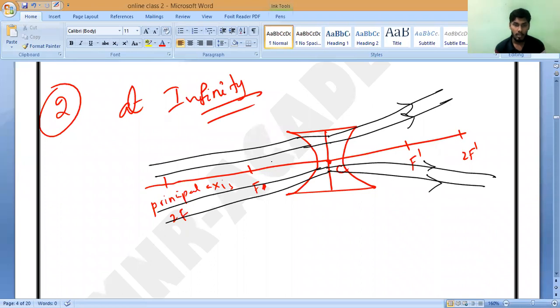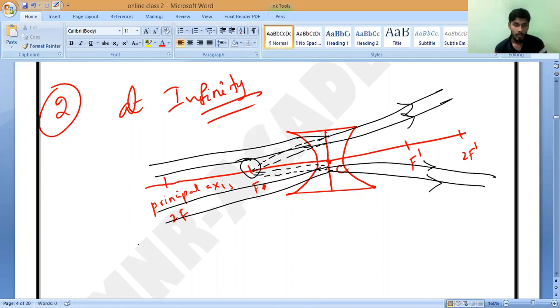Perfectly draw, use a scale and draw. All the refracted light rays will appear to be coming from the focus. So that is case number 2, where a virtual image is formed. If you place the object at infinity, the image will form at the focus.